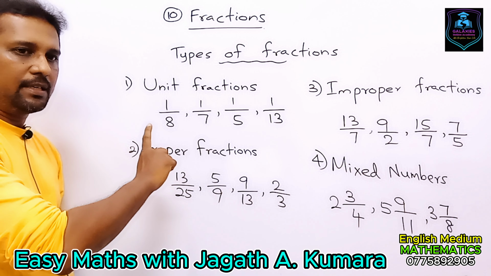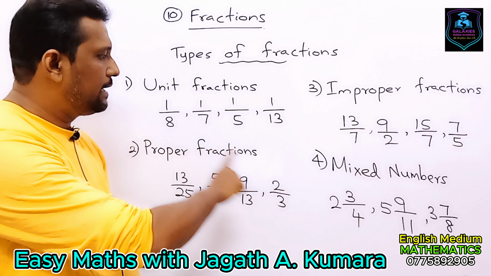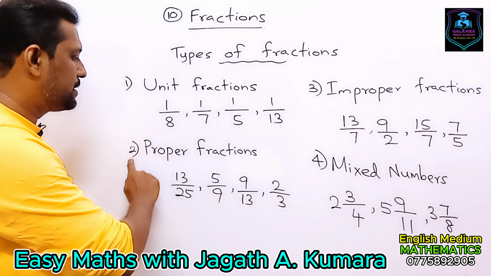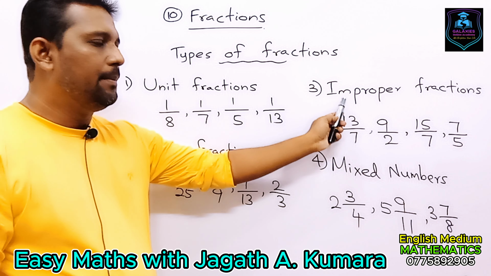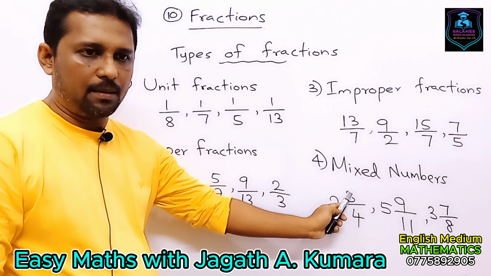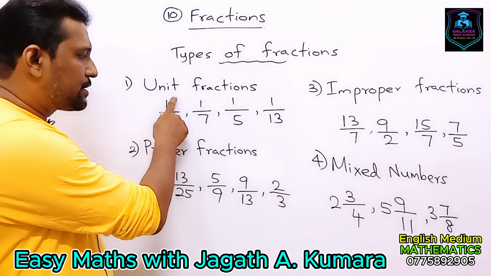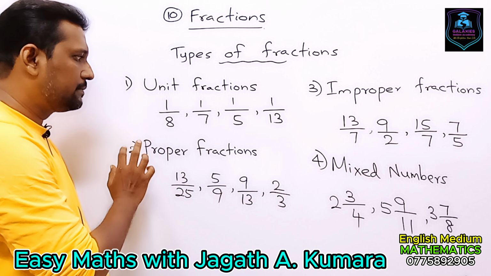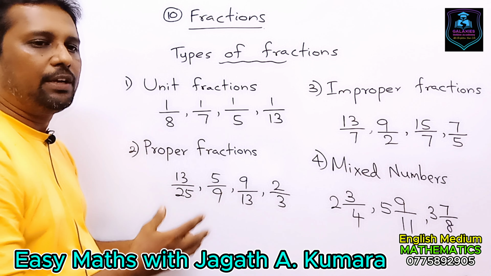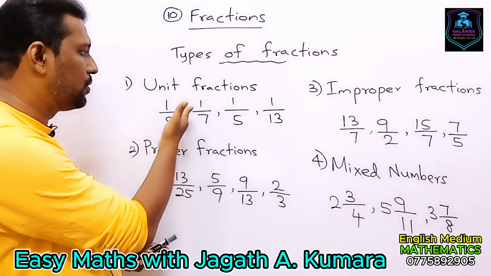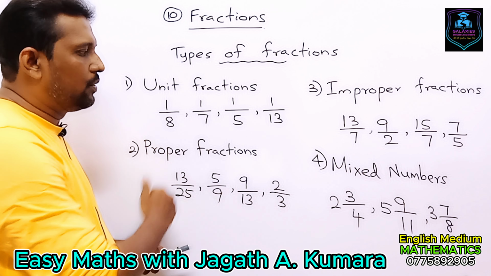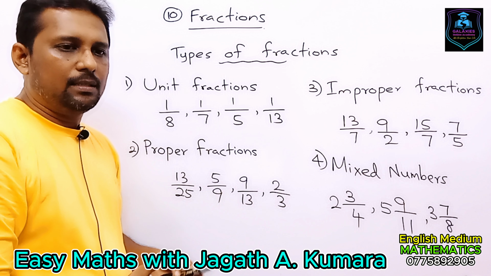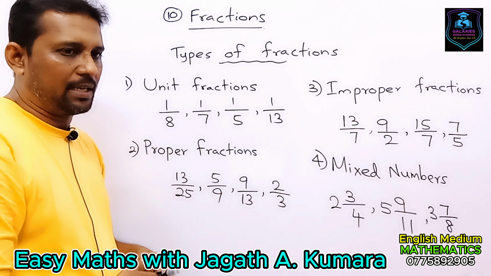These are the fraction types, right? Types of the fractions. There are 4 types we can mainly identify: unit fractions, proper fractions, improper fractions, and mixed numbers. Unit fractions mean if a fraction's numerator is 1, then we call them unit fractions. The examples you can see: 1 over 8, 1 over 7, 1 over 5, 1 over 13, right? Like that, a lot of examples we can discuss for unit fractions.